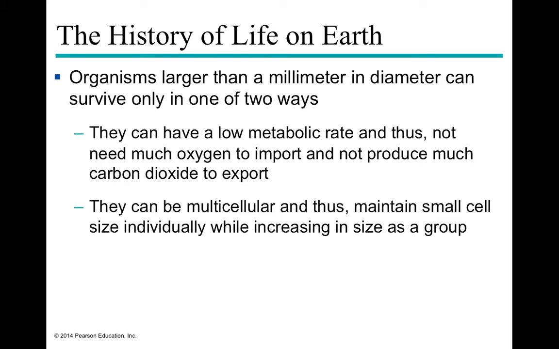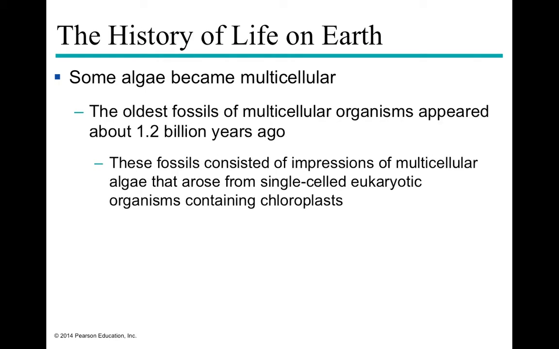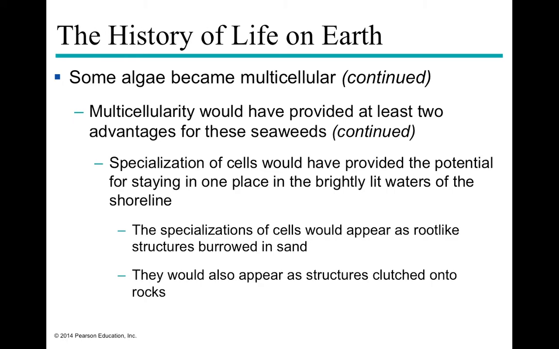All right, so let's move forward. So the next thing that happens is we have algae occurring. So we're starting to get unicellular organisms turning into multicellular organisms. And that happened first in algae, and that would have occurred approximately 1.2 billion years ago. And these are eukaryotic organisms that contain chloroplasts, or at least the precursors to the chloroplasts. And because the algae were large and multicellular, it would have been more difficult for predators, because remember, at this point, all predators are single-celled, to engulf. And so therefore, it would allow them protection from predation and eventually allow for the specialization of cells.